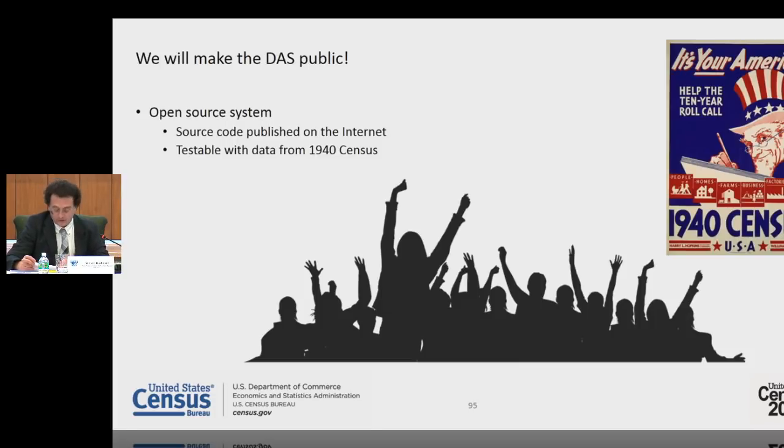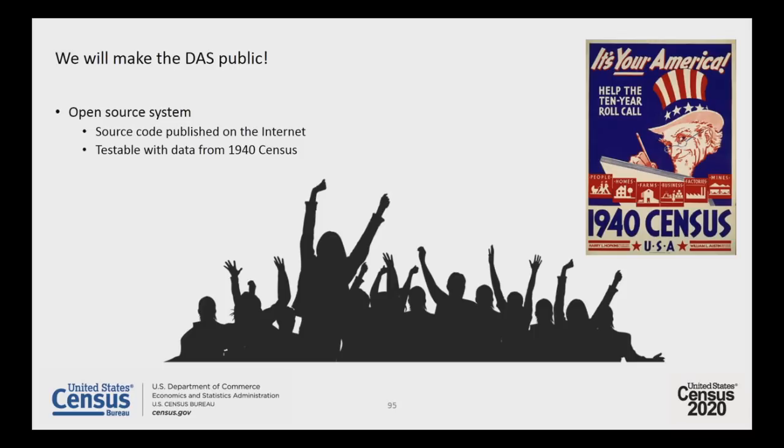So as a scientist, one of the things that I'm most thrilled about is that we will be able to make the source code of the DAS open to public inspection. We will be publishing the source code of the DAS on the internet, and we have created a data set from the 1940 census data that can be used for testing. We will be inviting the scientific community to download the DAS, try it out, and give us suggestions for improving it.